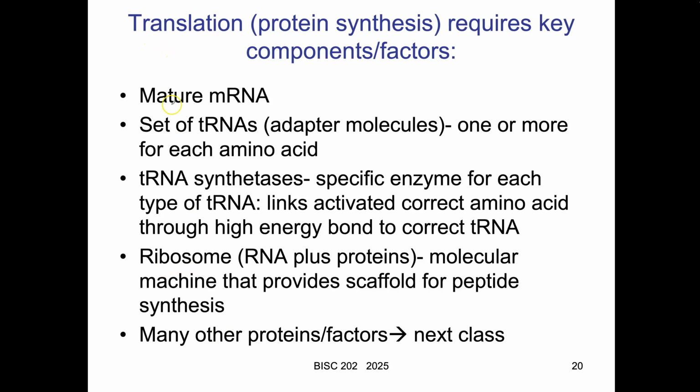So translation requires your mature messenger RNA, a set of tRNAs, one or more that carries each of the amino acids, and tRNA synthetases, which are enzymes for each tRNA. They link the correct amino acid to the correct tRNA. And there's sequence that's required for that. We will just talk very generally about this. The ribosome, which is RNA plus proteins, is a little molecular machine that provides the scaffold for peptide synthesis, and they do the reaction. They produce the peptide bonds, and there are other proteins and factors. And this is what we're going to talk about in the next class.